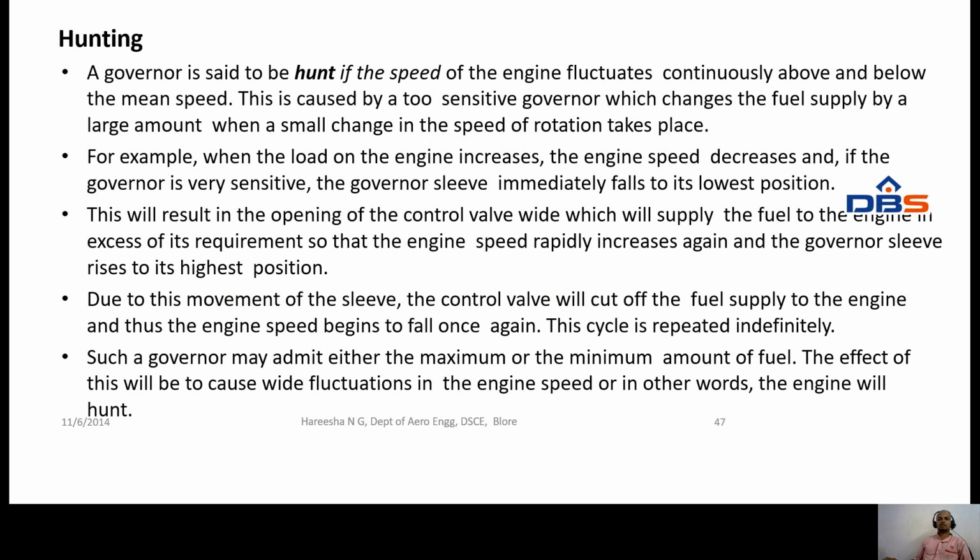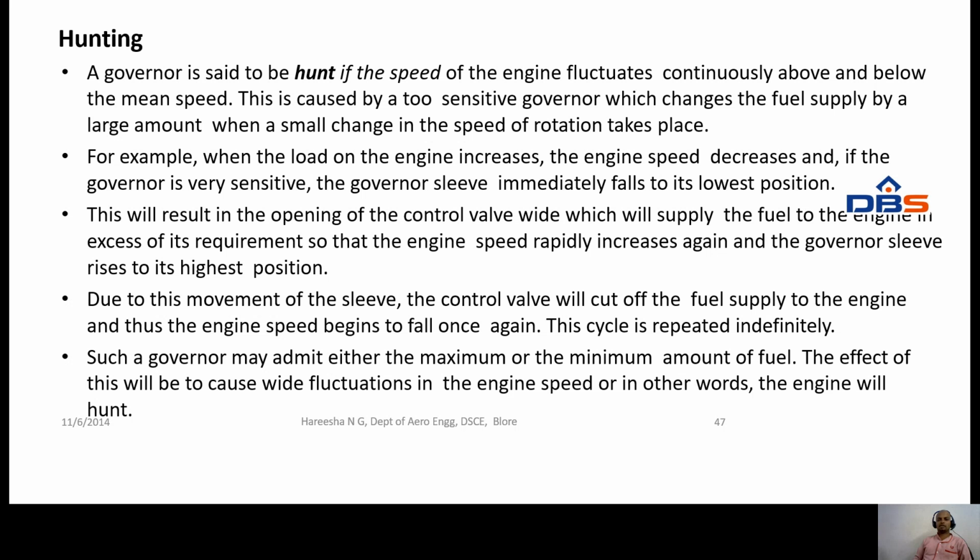Then the last one is hunting. Hunting is when the speed of the engine fluctuates continuously above and below the mean speed. In bikes we can call it jerks. A jerk means the speed goes below or above the constant speed. How is it possible? Either the supply of fuel is more or less than the requirement.